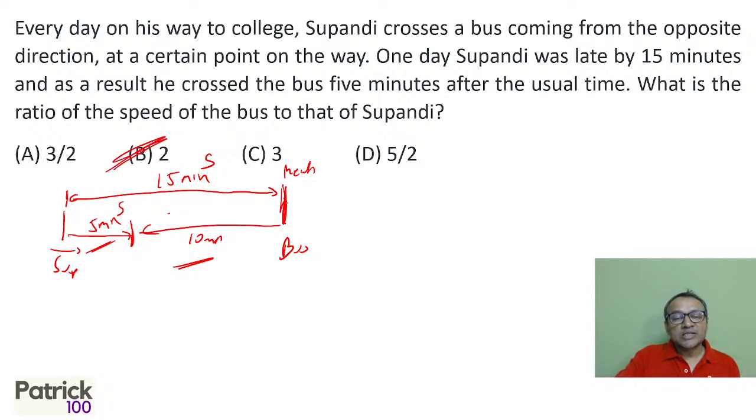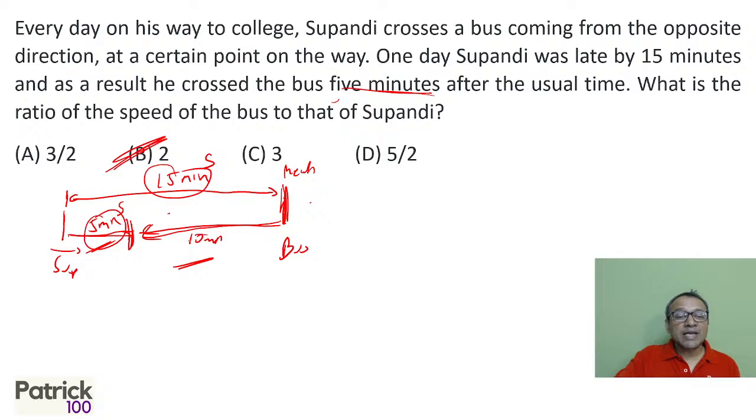So when the bus reaches the meeting point, Supandi is still 15 minutes away because he's 15 minutes late. The gap between Supandi and the bus is 15 minutes. Now they meet 5 minutes after the usual time. That means Supandi has traveled 5 minutes. In that same time, the bus has traveled 10 minutes, because it's 15 minutes and 5 minutes is Supandi's time.